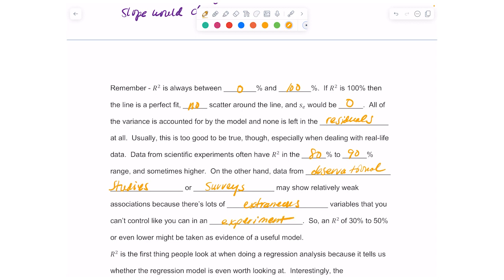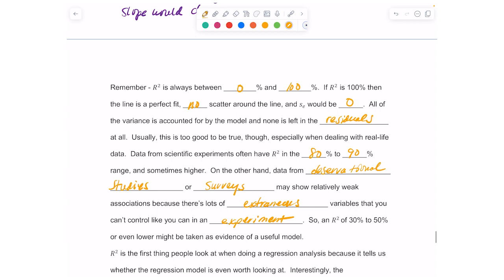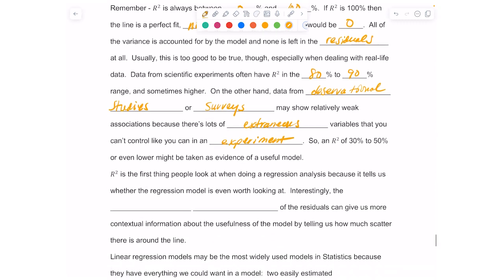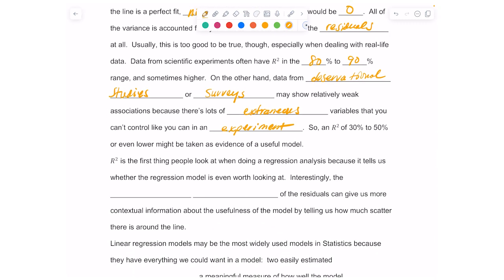So if that's the case, an R squared of 30% to 50% or even lower might be taken as evidence of a useful model, whereas in statistics, we may look at an R squared of 30% as being not very useful because it's not close to 100%, right? So a lot of the variability cannot be accounted for by X. So the model wouldn't be very useful. R squared is the first thing people look at when doing a regression analysis because it tells us whether the regression model is even worth looking at.